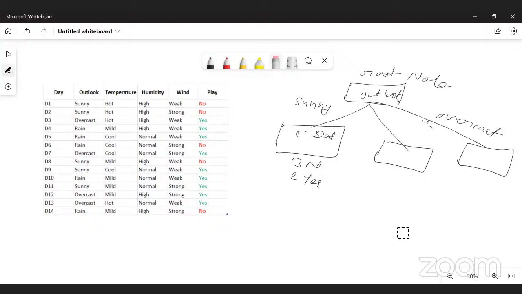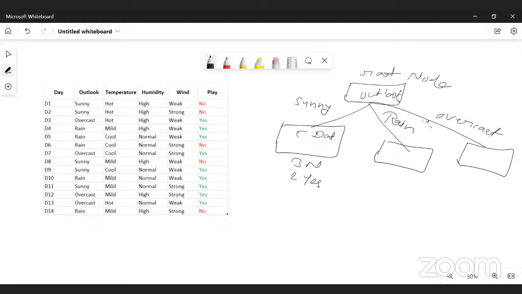Similarly, if initially we said it is only a binary tree, yes, but in the case of numerical features it is only binary. But in the case of categorical features, we take the classes to split our data set. So if it is rain, how many data points belong here?